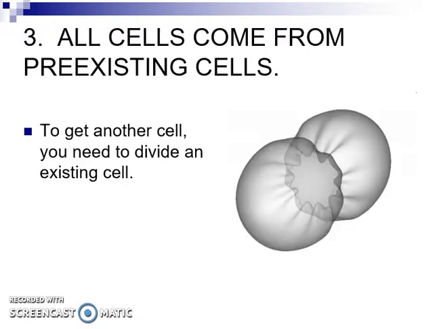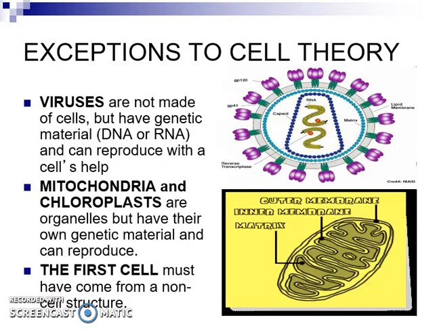Lastly, because there's only 3 stages in the cell theory, all cells come from pre-existing cells. To get another cell, you must divide from an existing cell. And you're probably wondering, hey, some of my previous science teachers mentioned that there were some things that really didn't fit in there. So, we're going to talk about viruses. Viruses are not made of cells, but they do have genetic information. Some viruses have DNA, which is double-stranded, and other viruses have RNA, which is single-stranded. And they can reproduce, but they need a cell's help. They need to hijack a living cell and use their organelles to produce more viruses.